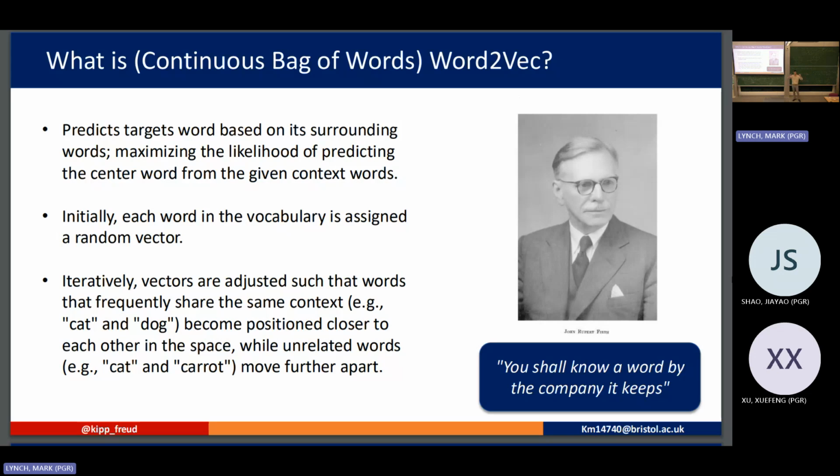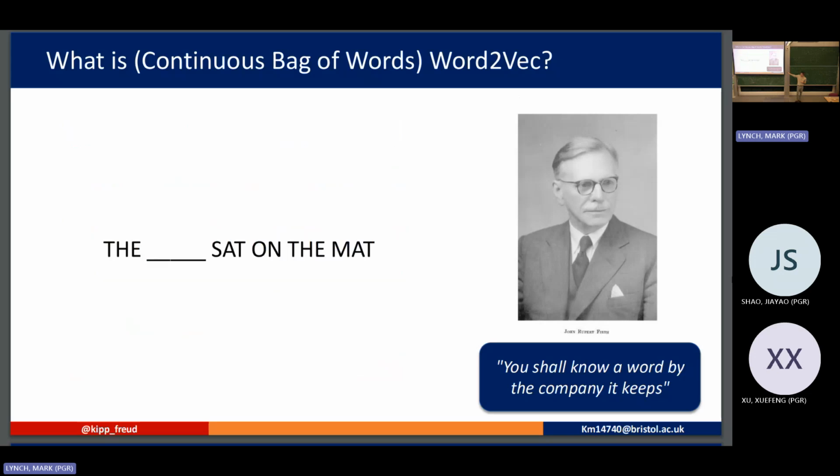Initially, each word is initialized as a random point within a high-dimensional vector space, but over time, as this predictive model builds up, words that are used in similar semantic contexts are pushed closer together, and words that are not used in similar semantic contexts are pushed further apart. So a continuous bag of words model might be asked to guess what word is missing here. There's something sat on the mat.